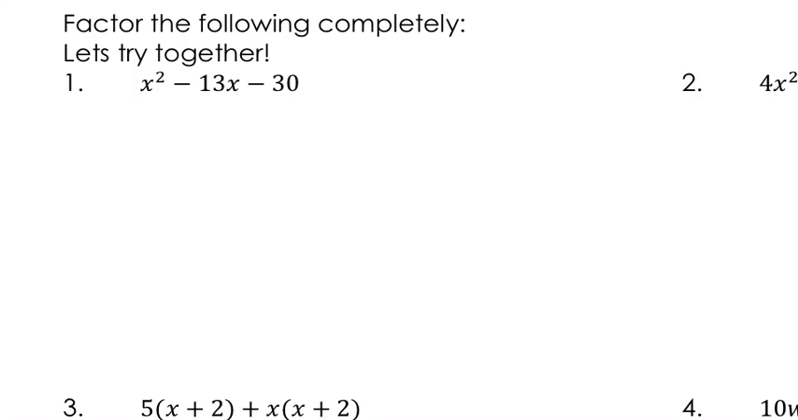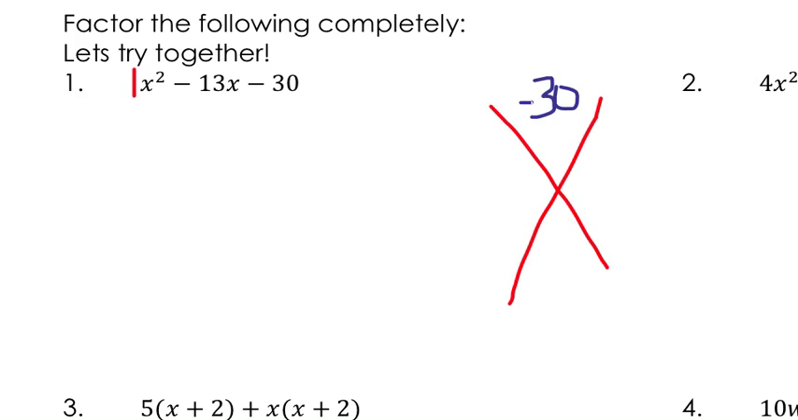For question 1, the first thing we'll check for is if we have a GCF. In this case, there's not anything in common between our three terms that we could pull out, so we're going to jump right into my Xbox method. Up top, my A times my C, even though I can't see it, there is a 1 in front of that A, or in front of that x squared term. So 1 times negative 30 gets me a negative 30. And then in the bottom of my Xbox, I'm going to put my B term, which is negative 13.